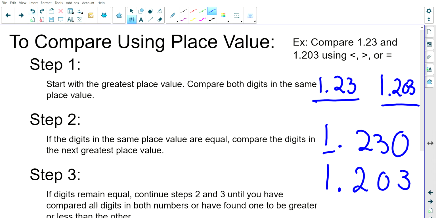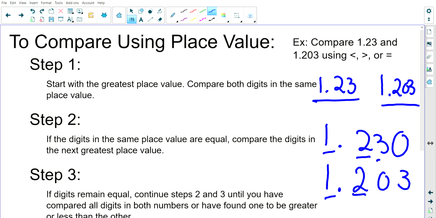Okay, so step 1 tells us to start with the greatest place value. That would be the ones place. So go ahead and underline the ones place. We can see that there's just ones in both of those spots. They're equal. Let's move to the next digit. Next digit is the tenths place. There is a 2 in both of the tenths place spots, so we know that we need to, in step 2, it says if they're the same, compare the next greatest place value.